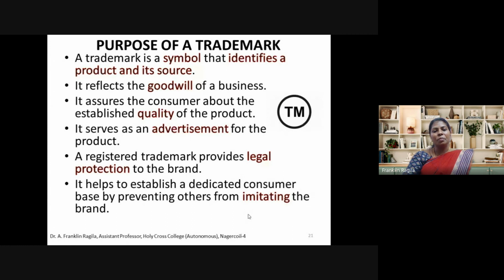And a registered trademark provides legal protection to the brand. So my brand will be legally protected, under the umbrella of the law. And it helps to establish a dedicated consumer base by preventing others from imitating my brand. So once you go for a trademark, no one can imitate your product, maybe the shape of your product or whatever you're using in your product. No one can imitate you.